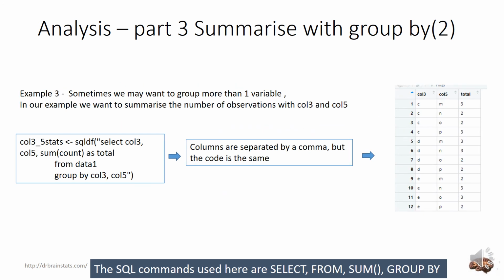Our next example of group by. Sometimes we may want to group more than one variable. In our example, we want to summarize the number of observations with col3 and col5. So before we had our select statement, which includes col3, col5, and our sum open bracket, count close bracket. But in our group by as well, we've now got col3, comma, col5. And this is our results.